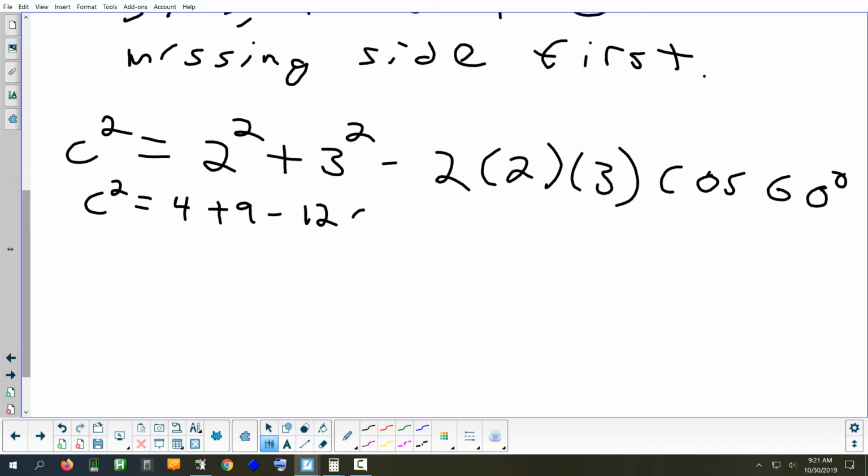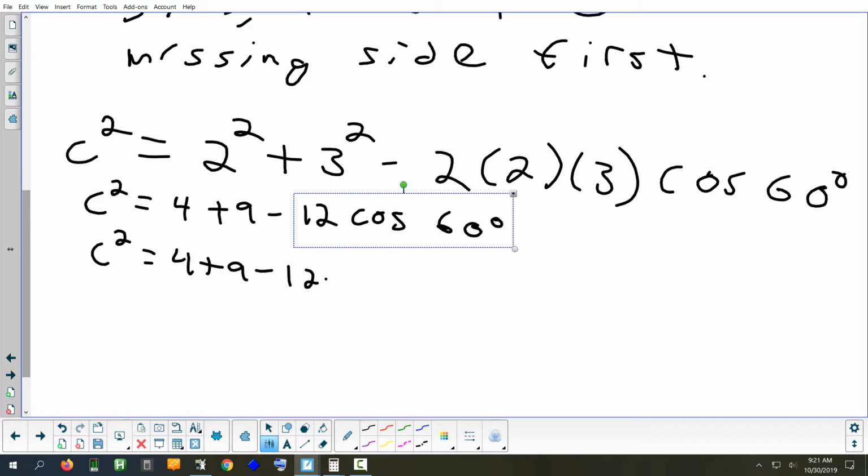12 cosine 60. Now, follow PEMDAS. You got to make sure we do things correctly. I have addition, subtraction, and multiplication. Which one should I do next? Yep, do the multiplication.